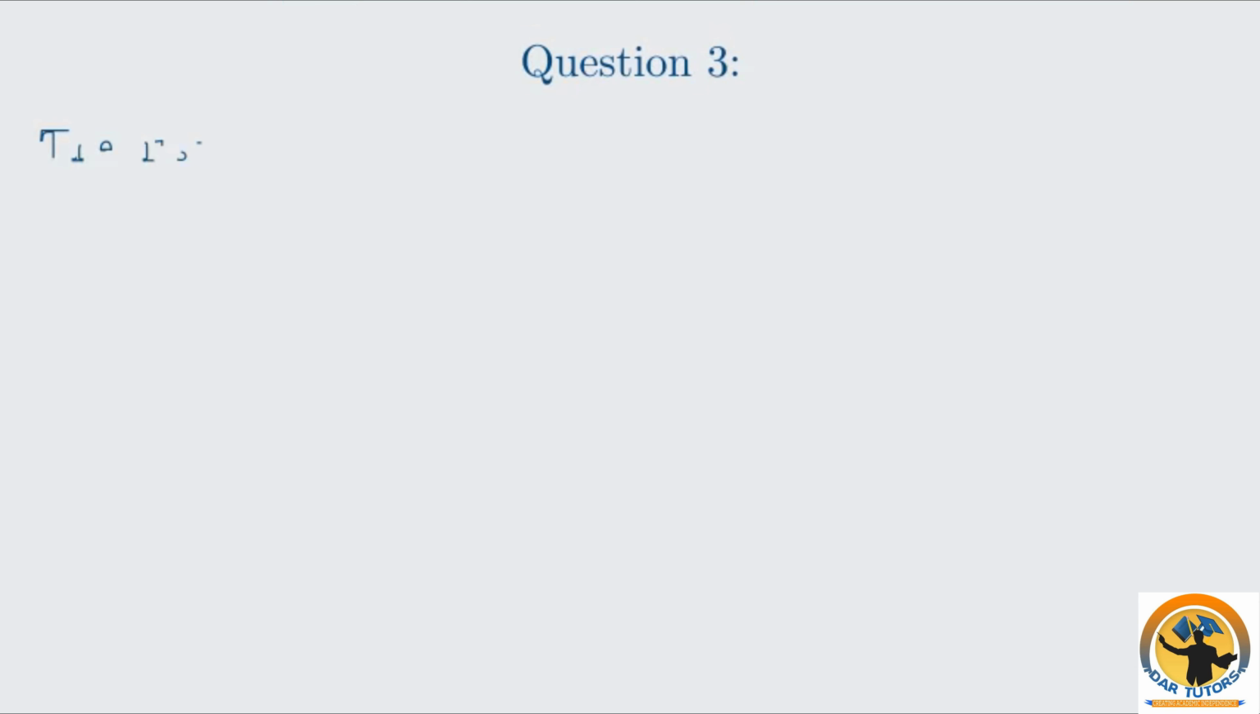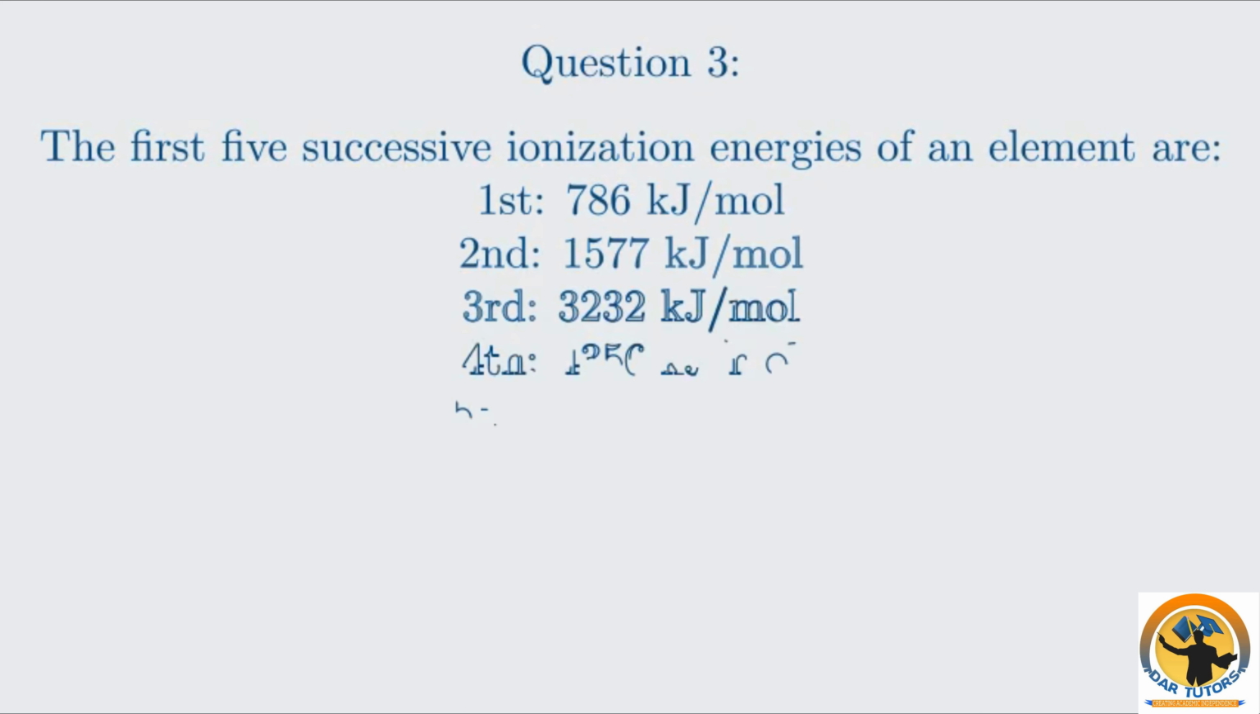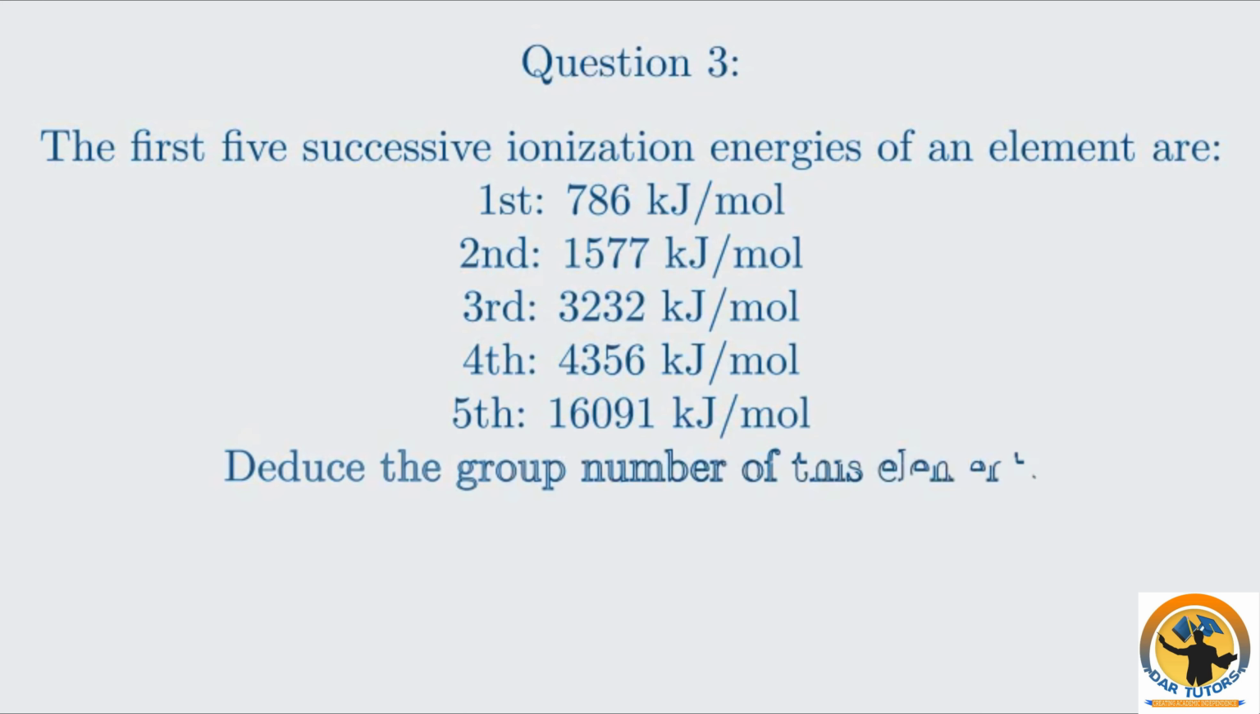Question 3 presents us with successive ionization energies for an unknown element. Our task is to use this data to determine its group number. Look for the largest increase in energy. This will tell you how many electrons are in the outermost shell. Let's work through the solution.